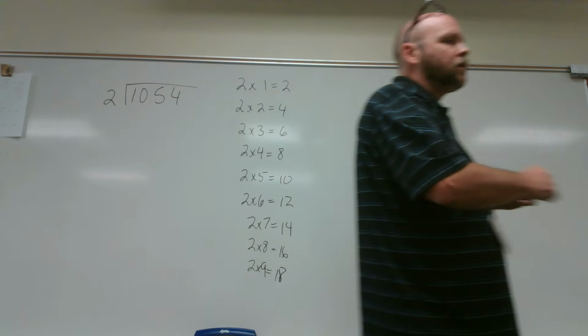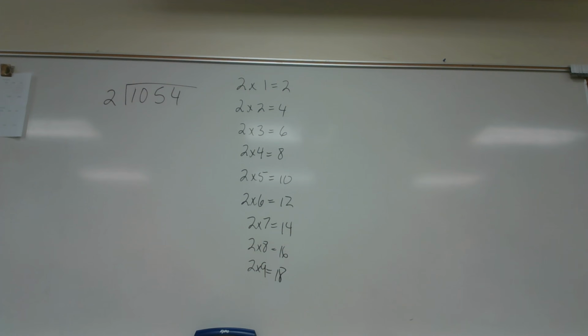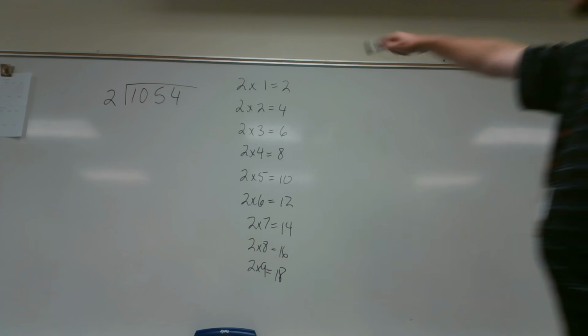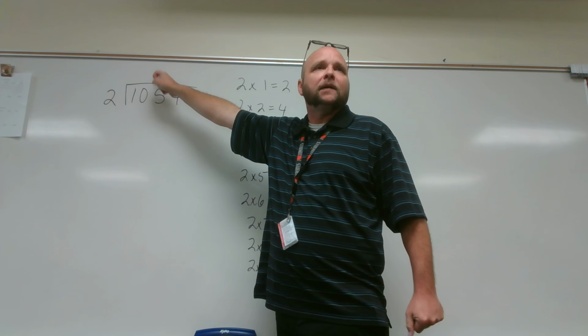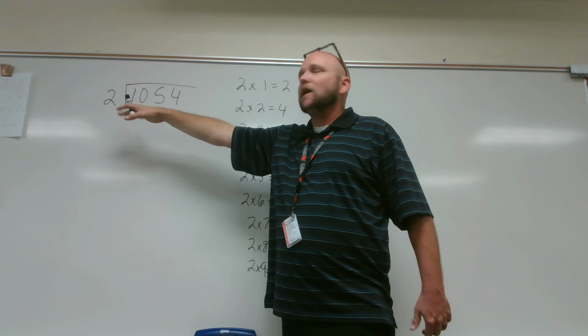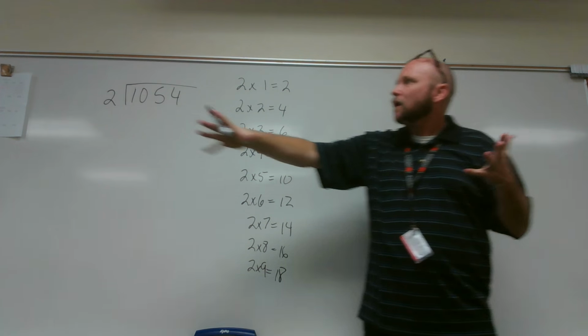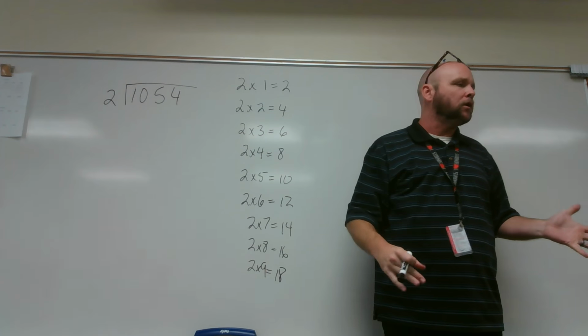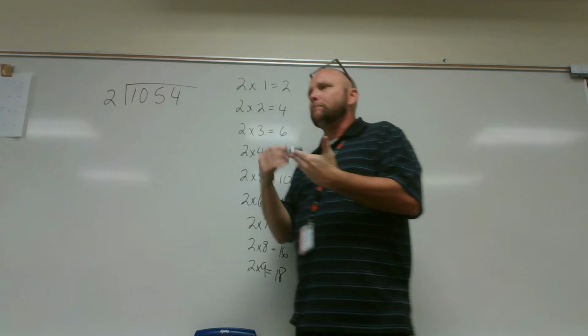Now, why do I only have to write the multiples down to 9? Jesse? Because the numbers only go to 1 through 9. Good. I'm only putting one digit up here at a time. I'm not trying to figure out right now how many times 2 goes into 1054. I'm doing them step by step.